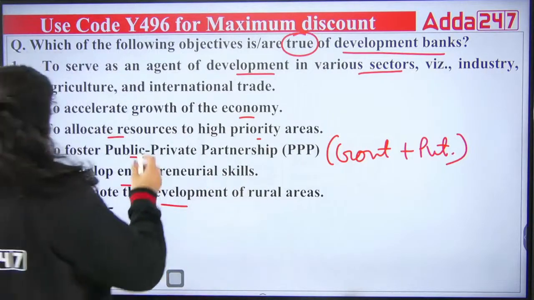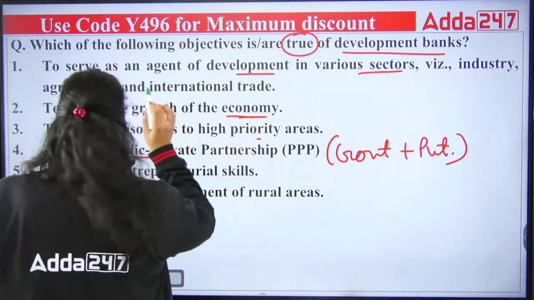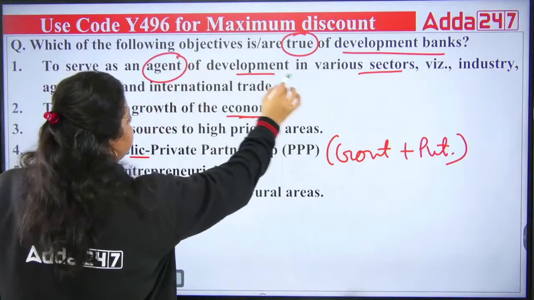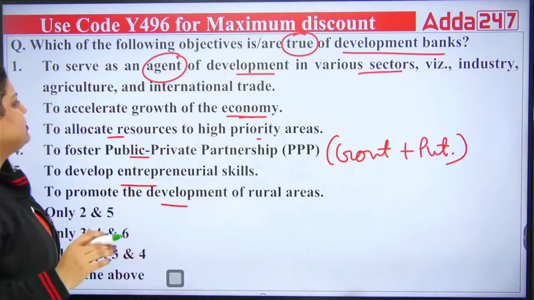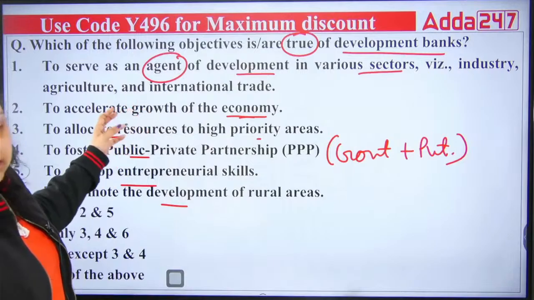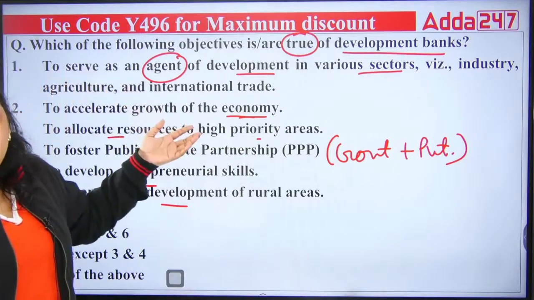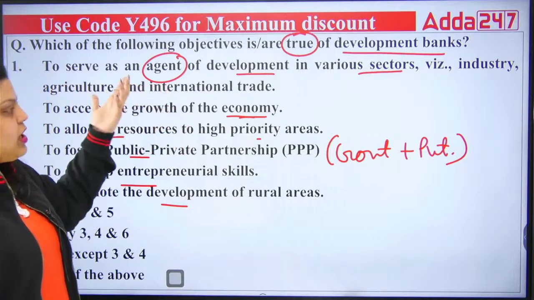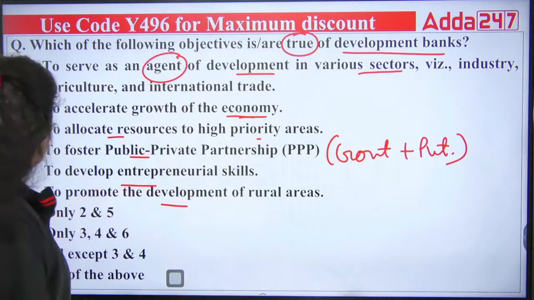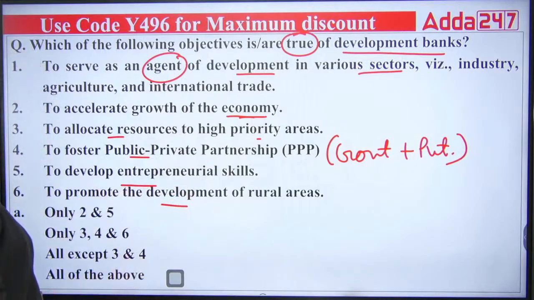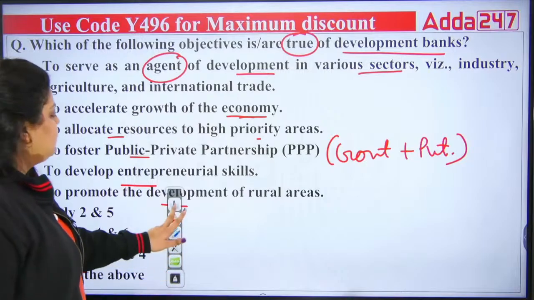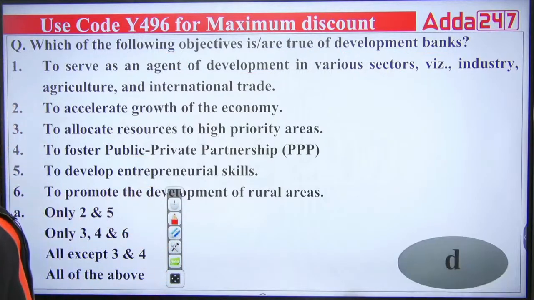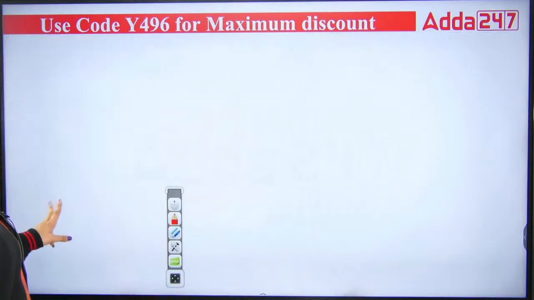Now to accelerate the growth of the economy, they also serve as an agent for the development of different sectors like industries. SIDBI and IFCI are working for this. For agriculture, NABARD is working. For international trade, ICICI is working right now. So the right answer is all of the above. All are the objectives of development banks. Okay, next question.